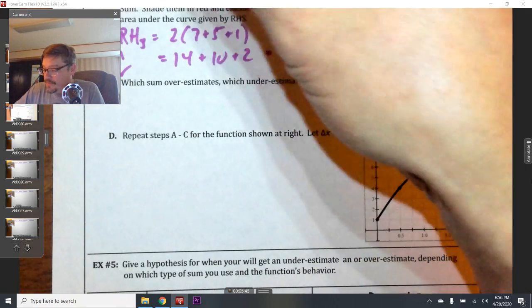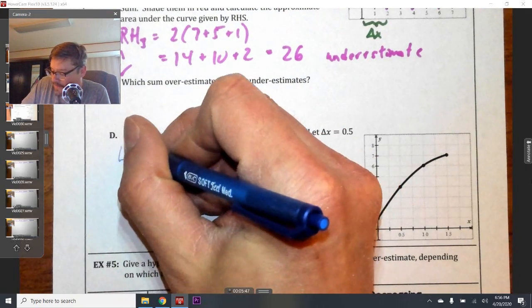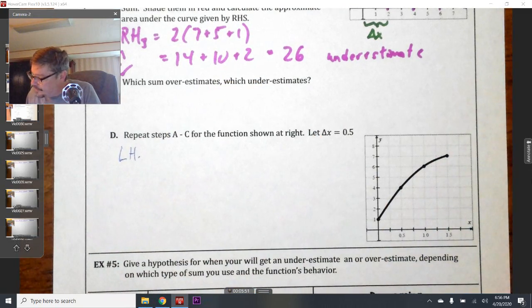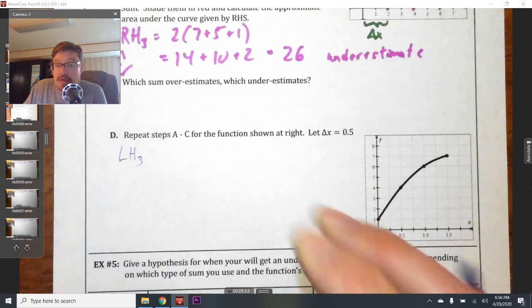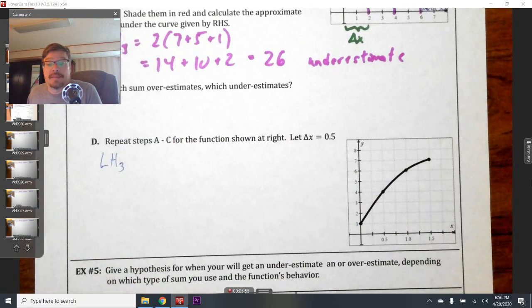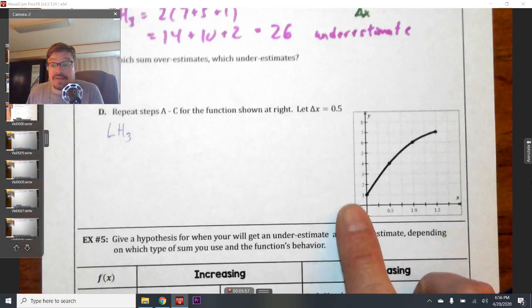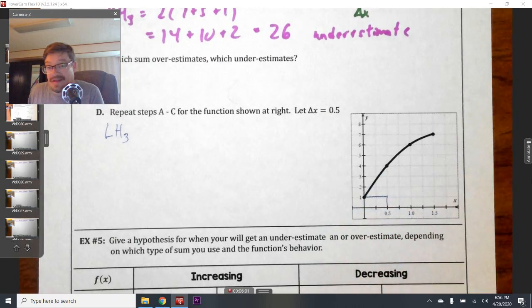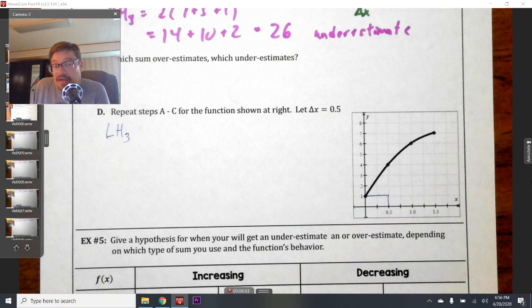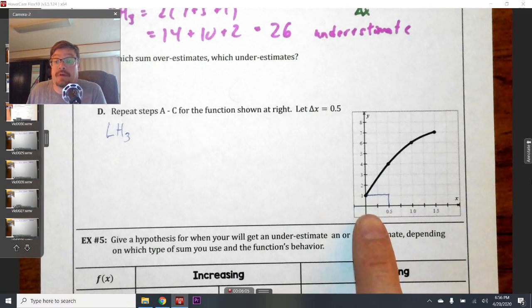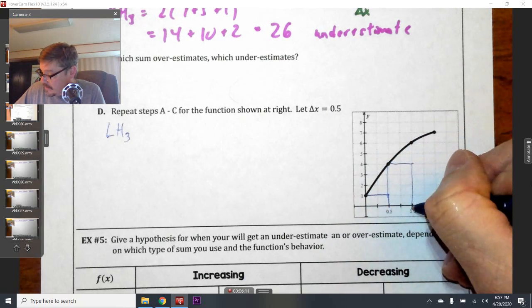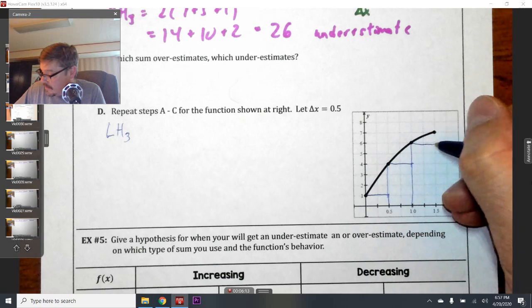So let's do the left hand. Left hand, how many are we going to have? 1, 2, 3. We're going to have 3. Left hand means I need the left. Now this guy's increasing, so notice what happens is I need the upper left hand corner of that rectangle to hit the curve. So he's going to go right there, goes up to here.